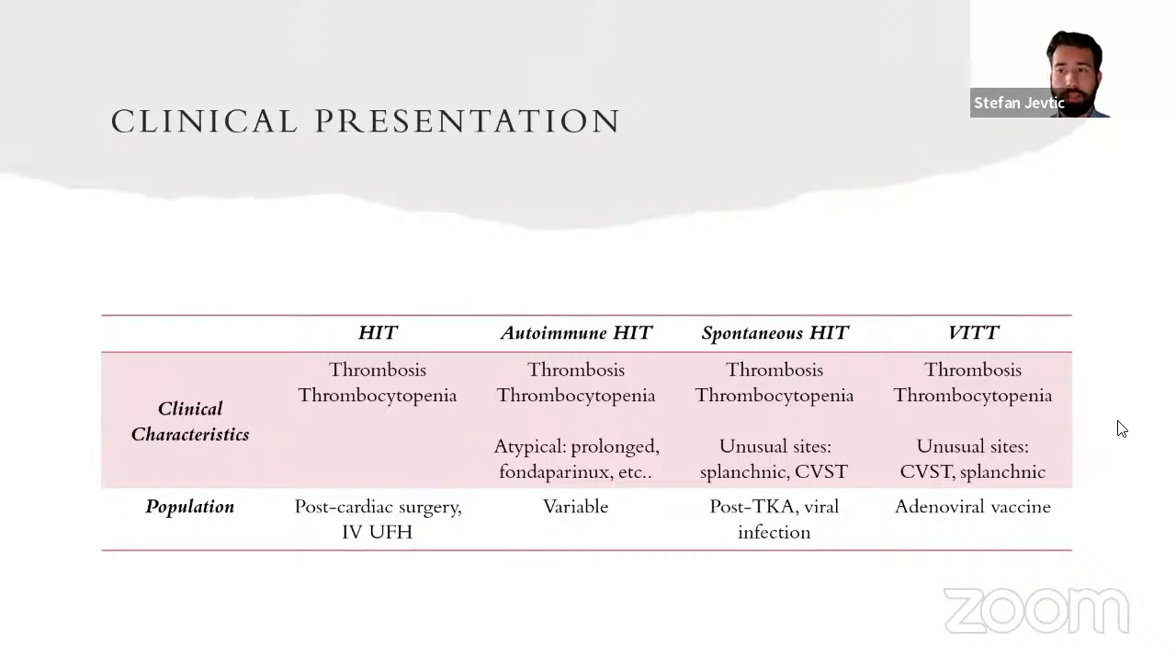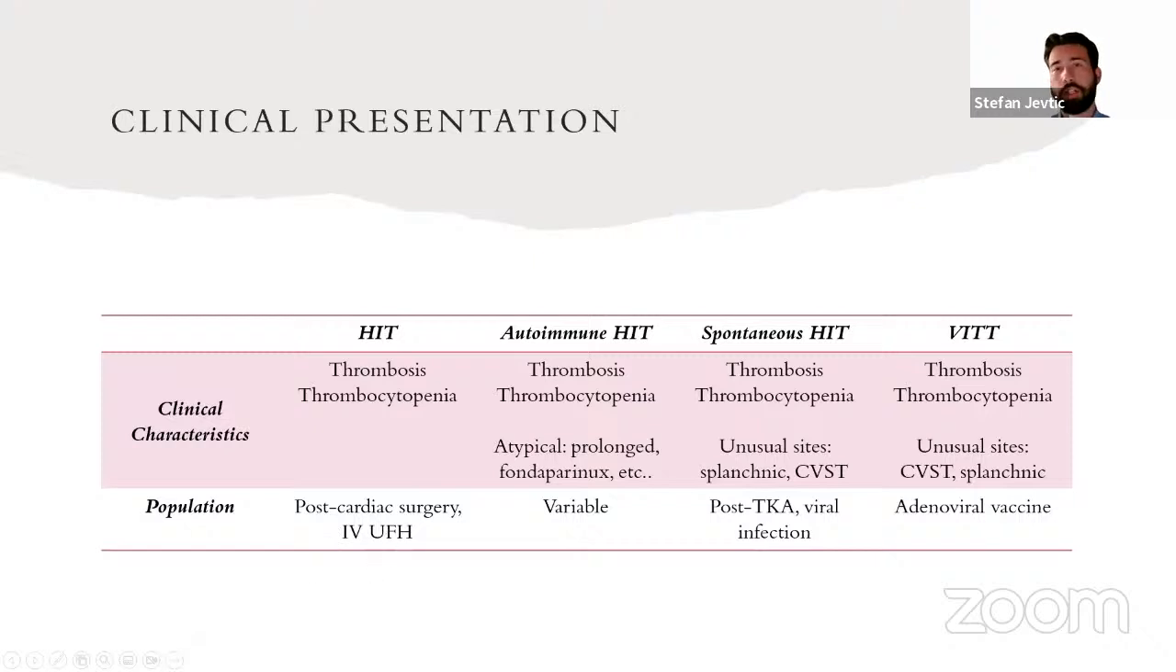And so just to quickly differentiate, VIT is really on a spectrum of what we might call anti-PF4 syndromes, which include other conditions such as heparin-induced thrombocytopenia or HIT, autoimmune HIT, and spontaneous HIT. The key feature between all of these conditions is that they present with thrombosis and thrombocytopenia, often concurrently, but sometimes with delayed starts. And one way to help differentiate these is that they have unique presenting features. And so autoimmune HIT, unlike classic HIT, may have a more prolonged course. It may be associated with fondaparinux as opposed to a heparin product, and also may have a more severe DIC type picture. Spontaneous HIT and VIT are unique in that they can present in unusual sites of thrombosis, including splanchnic and CVST.